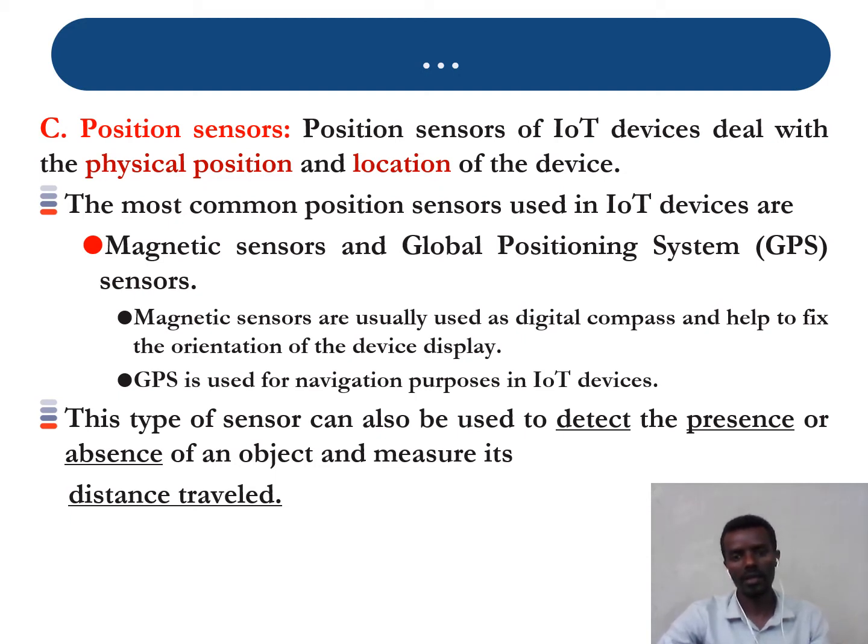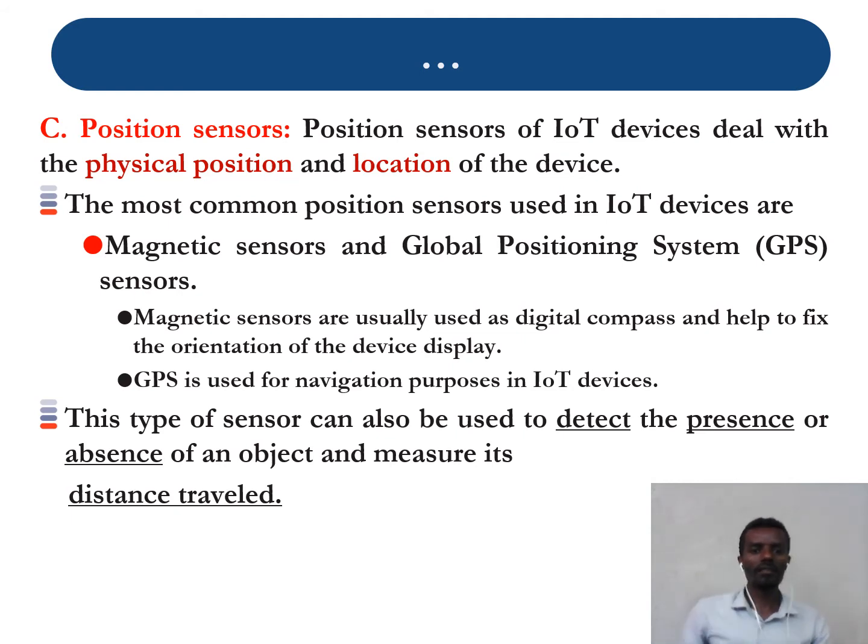Especially the magnetic sensors are usually used for what? As a digital compass, to help fix the orientation of the device display, because it digitally uses the compass to fix any type of problem or to identify the location of something. But the GPS is used to direct or navigate the things which are found in IoT devices. So this type of sensor can be used to detect the presence or the absence of objects and measure the distance traveled. That's the best thing.